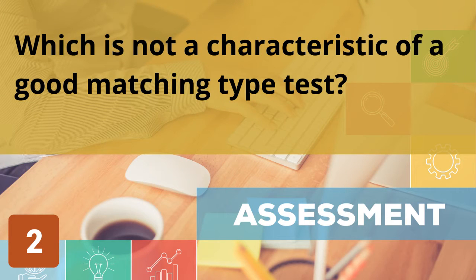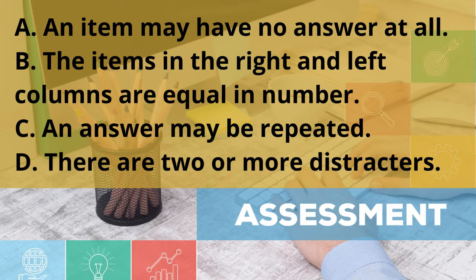Number 2. Which is not a characteristic of a good matching type test? A. An item may have no answer at all. B. The items in the right and left columns are equal in number. C. An answer may be repeated. D. There are two or more distractors.